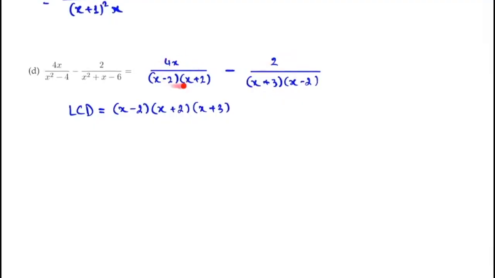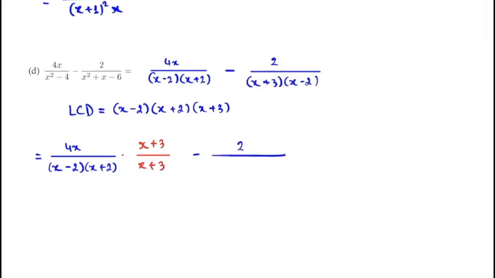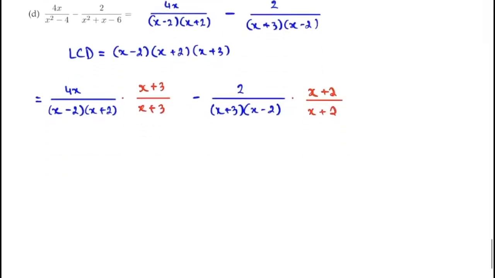Now for the first expression, it's missing x plus 3. I'm going to multiply the top and bottom by x plus 3. For the second expression, we are missing x plus 2. So I'm going to multiply the top and bottom by x plus 2. So you have 4x over x minus 2 times x plus 2. Multiply the top and bottom by x plus 3. That's the first term. The second term is 2 over x plus 3 times x minus 2 times x plus 2 over x plus 2. Now you have the same denominator. Just combine the numerators together.